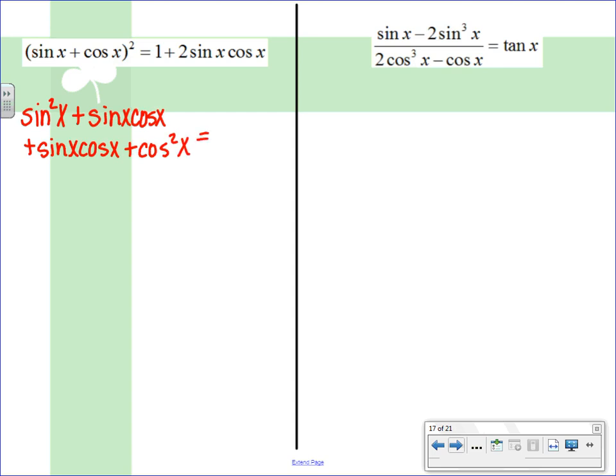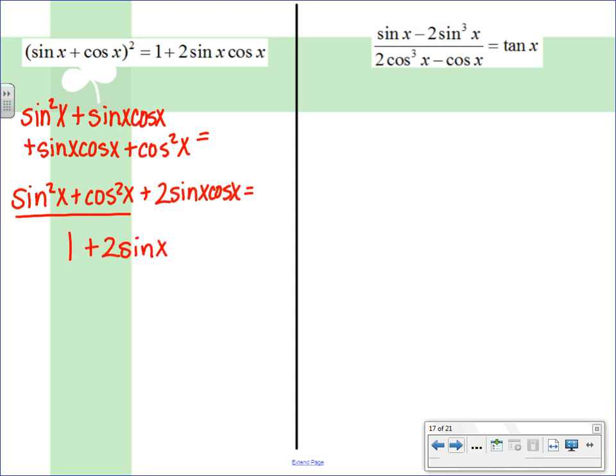Combining like terms together, I have a sine squared, a cosine squared, and then I have sine cosine, that gives me 2 sine cosine, which you can see is what we see on that other side, so that's a good term to show up. And then if you recognize sine squared plus cosine squared, that's our Pythagorean identity, that is equal to 1. And so if I replace that now, I see the same thing I have on the right, and I have my identity.